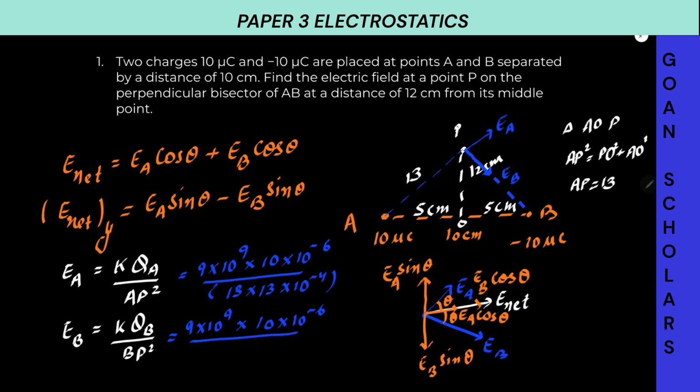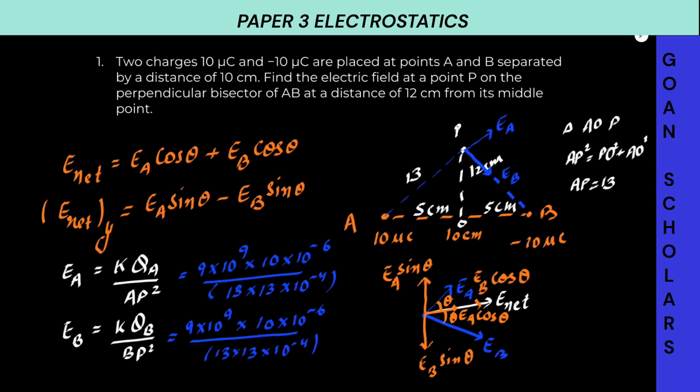Whole divided by, what is BP? Again, if you take the triangle POB, BP is nothing but 13. You will get 13, so 13 into 13 into 10 to the power minus 4. Correct? Now look at EA and EB. Magnitude wise, EA is equal to EB. So if EA is equal to EB, what will be the net field along y-axis? It will be 0. Why 0? Because of this negative sign, both are cancelling out. Correct? EA and EB got negative.